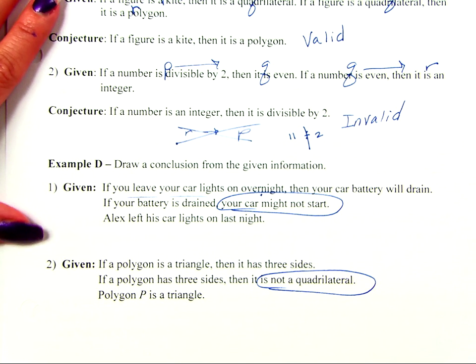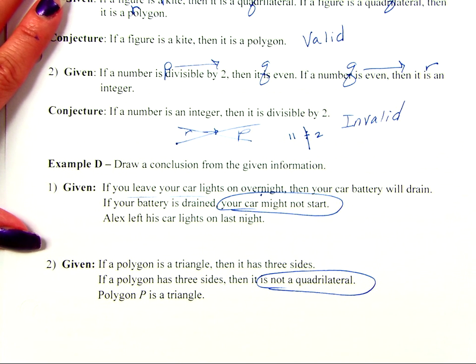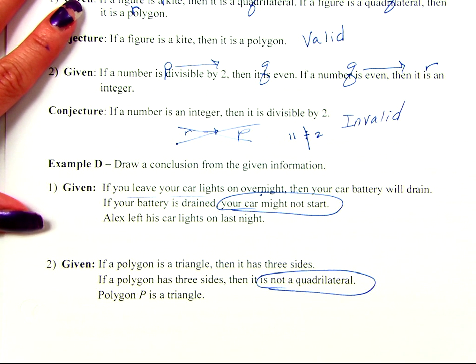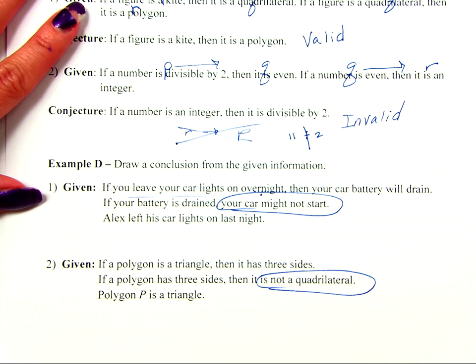And again, sometimes we aren't able to draw a valid conclusion. Maybe saying, if you go to the beach, then you need to wear sunscreen. If you go to the basketball court, you need to wear tennis shoes. I don't really have a conclusion to draw from there. So sometimes we would opt to say no conclusion possible.